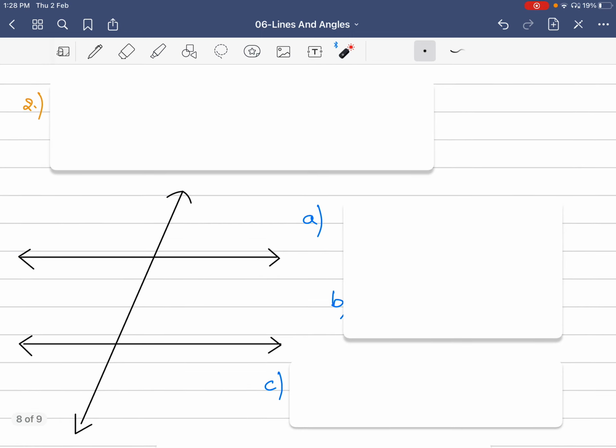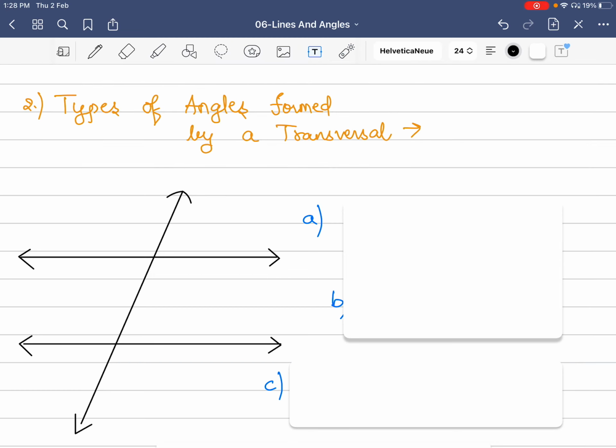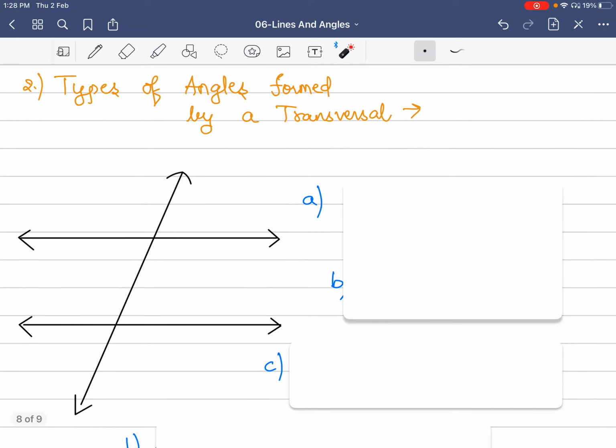And yes, we already have two parallel lines. These are my two parallel lines and a transversal cutting over them. Now we want to see the different types of angles that the transversal makes with the parallel lines. Okay, so, types of angles formed by a transversal.